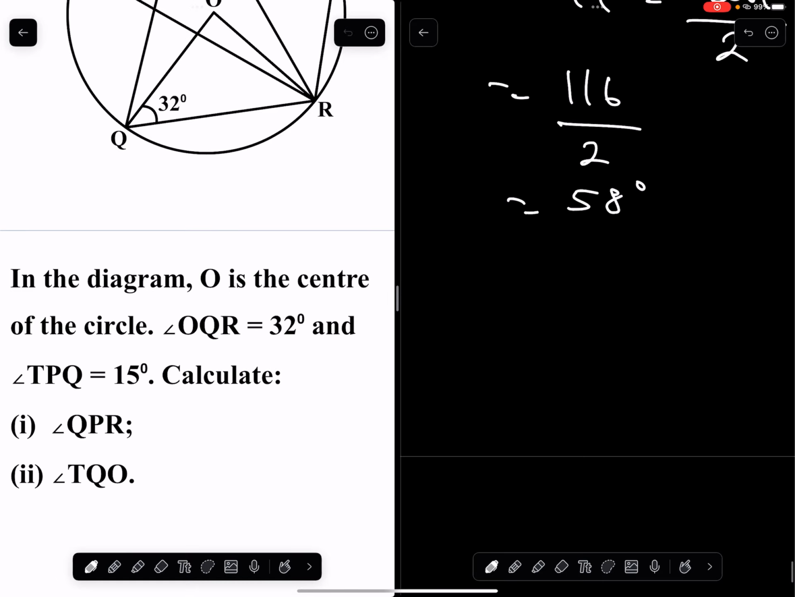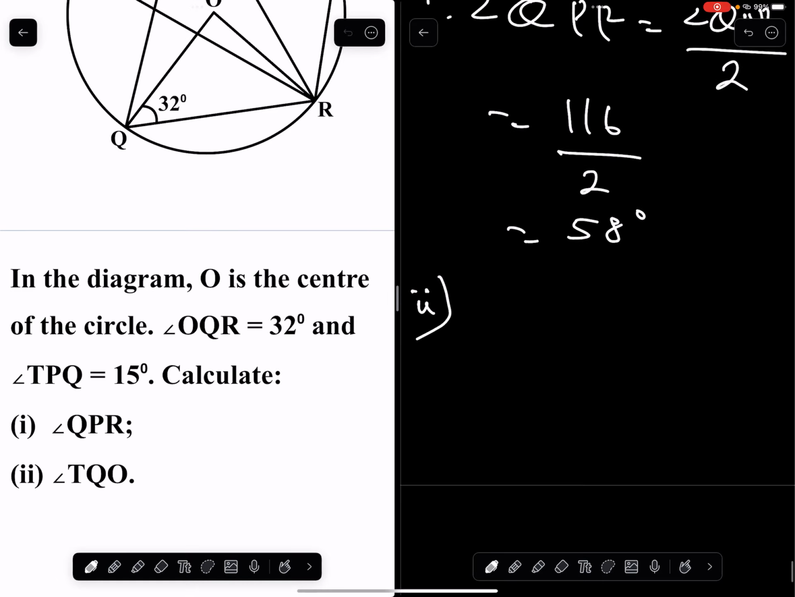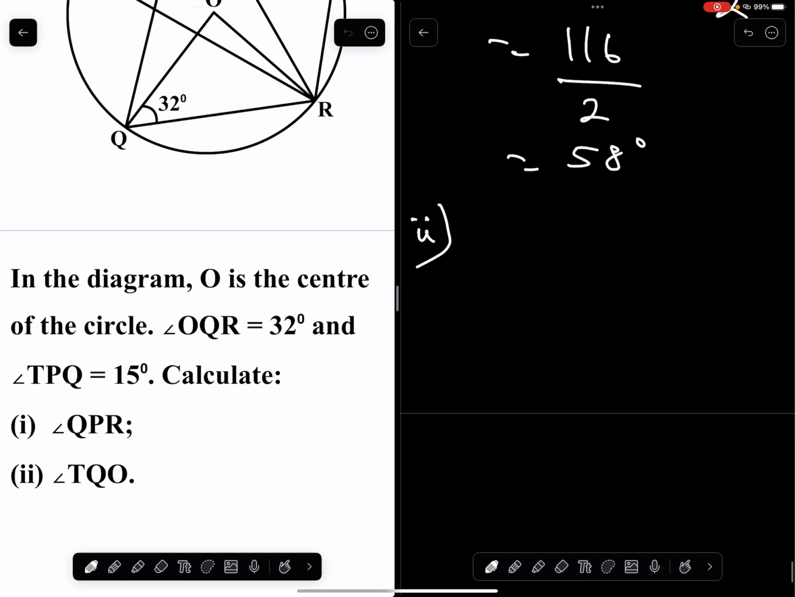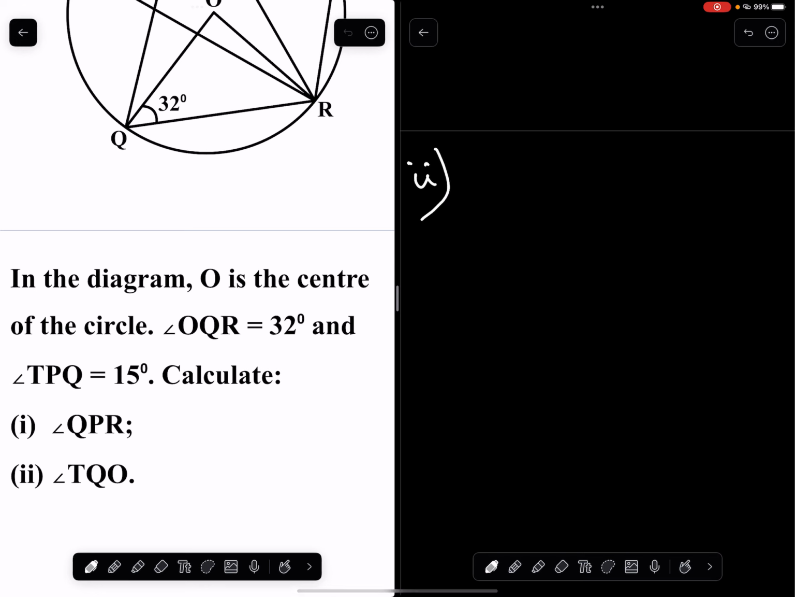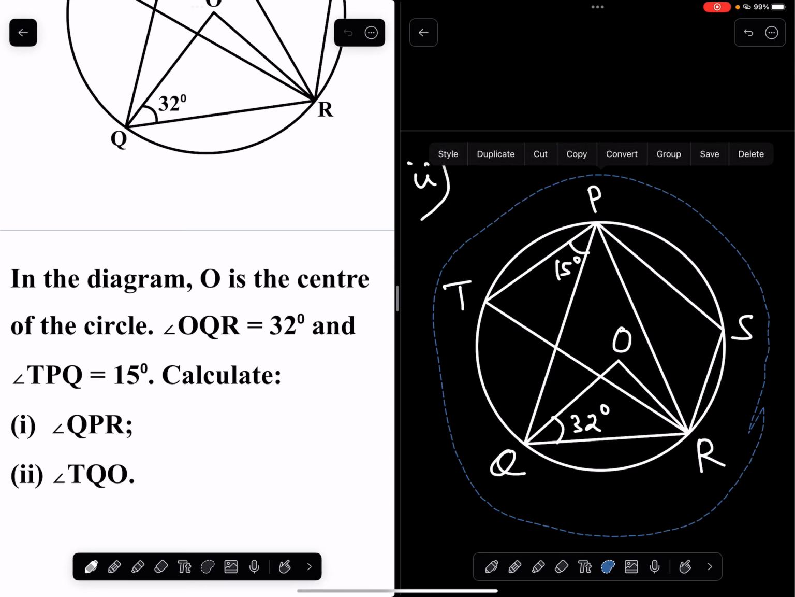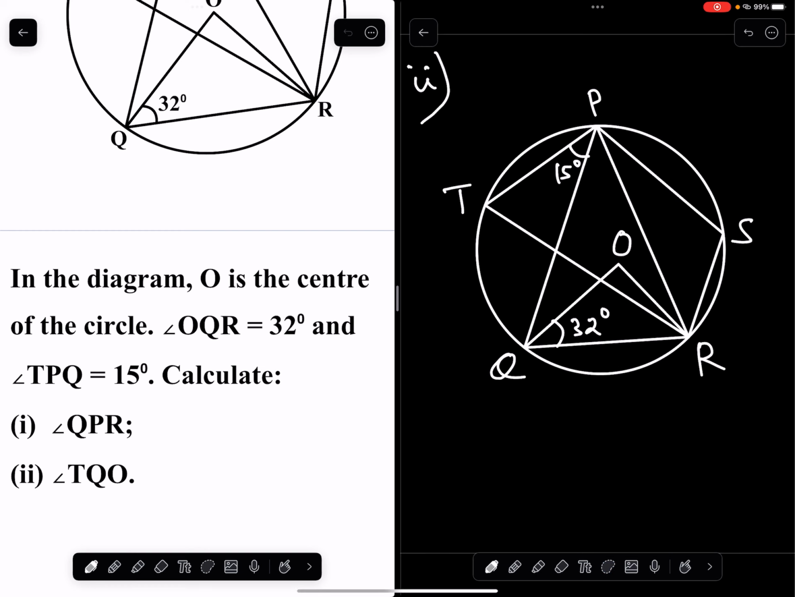Very simply, we go straight to the next, which is (ii). Calculate angle TQO. Let me have (ii) here. That's the diagram again. We want to find angle TQO. First of all, let me join T to Q, and then T to O. So we want to find this angle TQO, which is this angle.